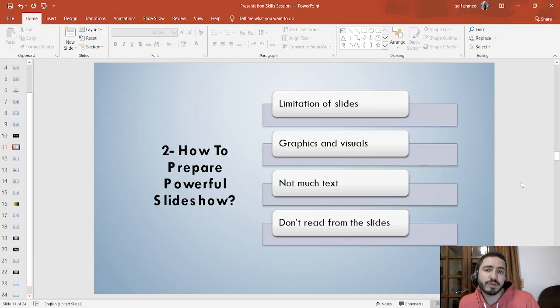Also, don't read from the slides because people can read, they are not attending your presentation so that you can read the slides. They need to hear your thoughts, to hear your ideas, to hear how you deliver this information from the slides to their minds.